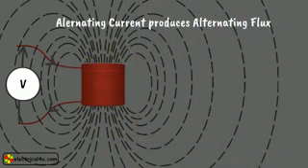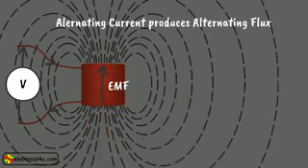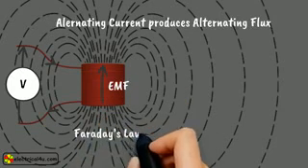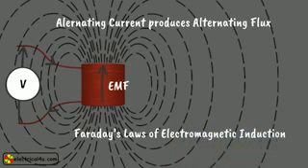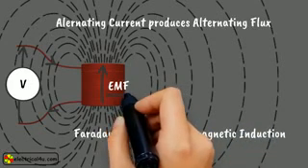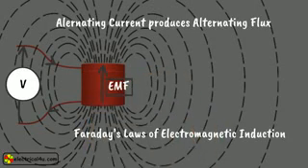The flux lines link the winding itself, and the flux is varying, so there will be self-induced EMF across the winding. This phenomenon is due to Faraday's laws of electromagnetic induction. This induced EMF or voltage, whatever you say, is same in magnitude and opposite in polarity of supply voltage.